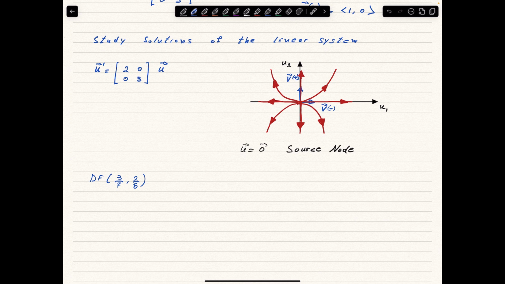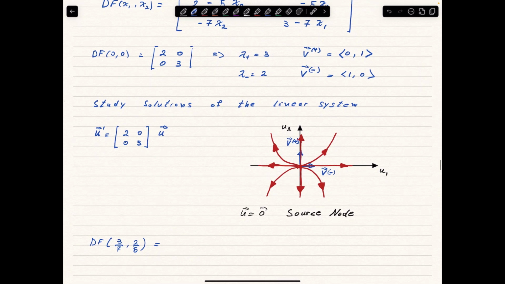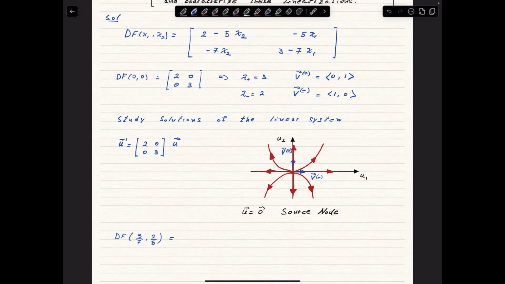And at that critical point, we need to evaluate the matrix of coefficients that we have up there. So let's copy that. It's going to be 2 minus x2, and x2 is 2/5. Then we have minus 5 x1, but x1 is 3/7, and then we have minus 7 x2, which is 2/5. This here is a 5, by the way. And then 3 minus 7 multiplied by 3/7.